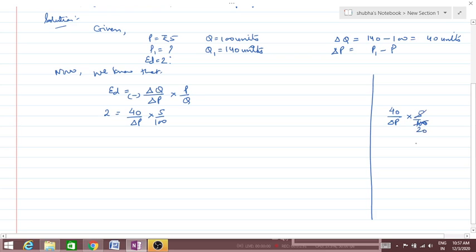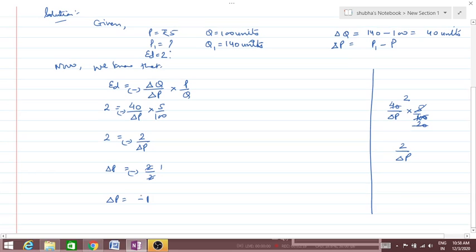5 2s are 10, 20. 20 2s are 40, it will become 2 upon delta P. So here 2 is equal to 2 upon delta P, right? And this is minus, and when we cross multiply it, what will happen? Delta P is equal to 2 by 2, it is minus, it will become delta P is equal to minus 1. That means delta P means the price decreases by rupee 1.